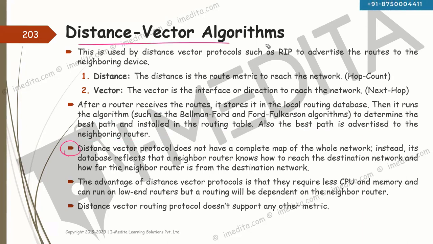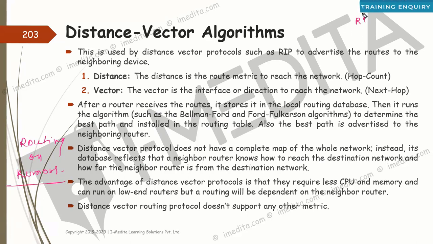Now, the problem with the distance vector routing protocol is that it does not have a complete map of the whole network. Instead, its database just reflects that a neighboring router knows how to reach a destination. This is basically what we refer to as routing on rumors. Distance vector routing protocols perform this thing called routing on rumors.